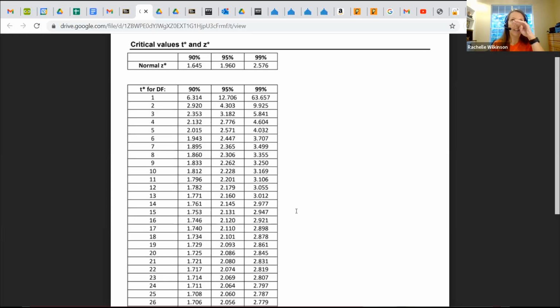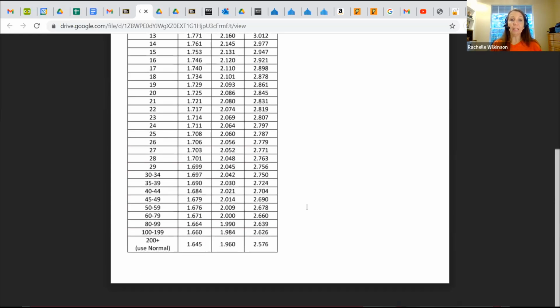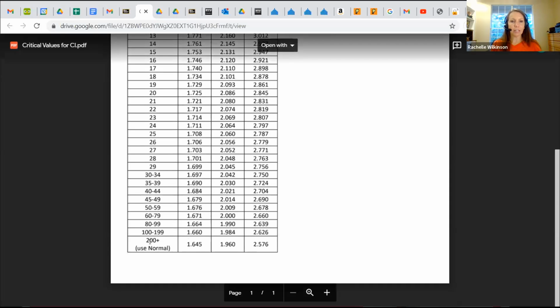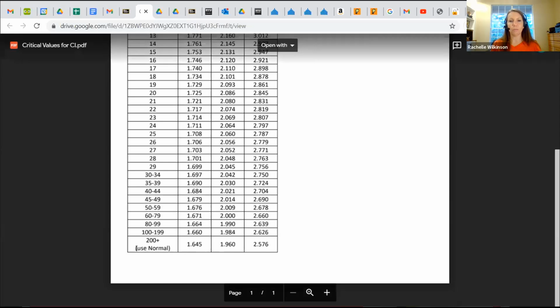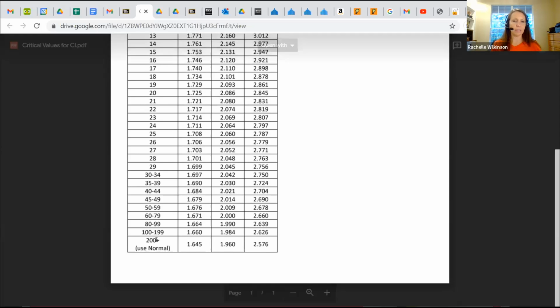Once the degrees of freedom start getting really big, the numbers are so similar to each other that we group them together here in our table. And look here, according to this table, once you hit 200 degrees of freedom, then you're close enough to the normal distribution to just use that instead.